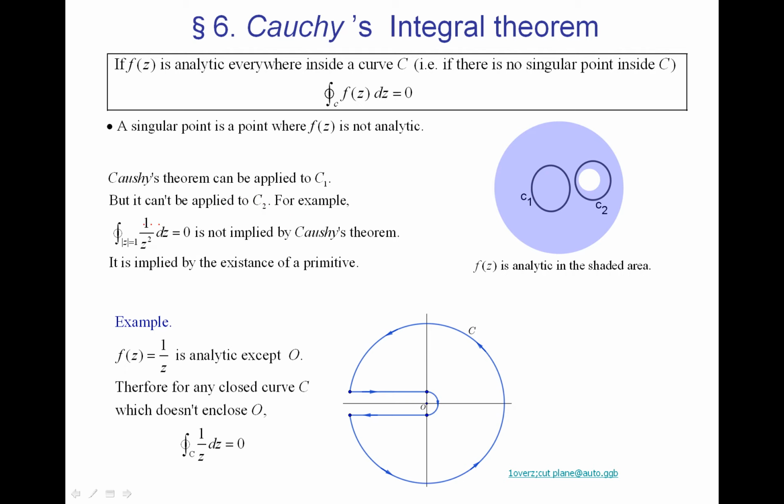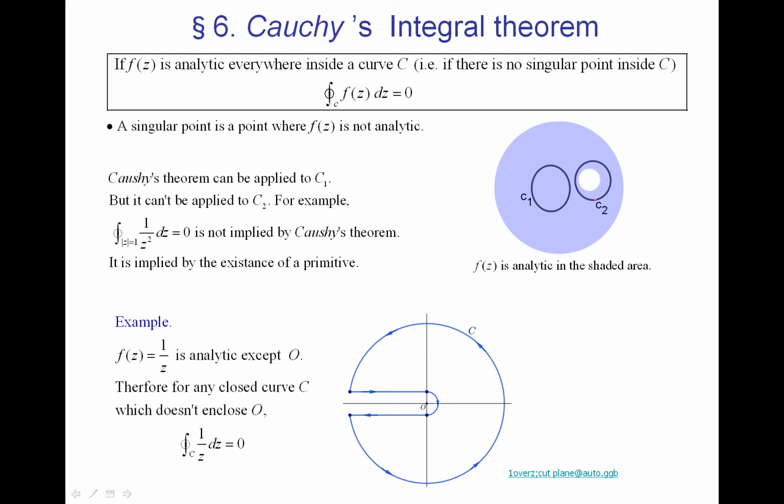For example, integration of 1/z squared dz along a unit circle equals 0 because there is a primitive of 1/z squared, which is minus 1 over z. But it's not implied by Cauchy's theorem. It is implied by the existence of a primitive. So the fundamental theorem and Cauchy's theorem are very similar, but they are different.